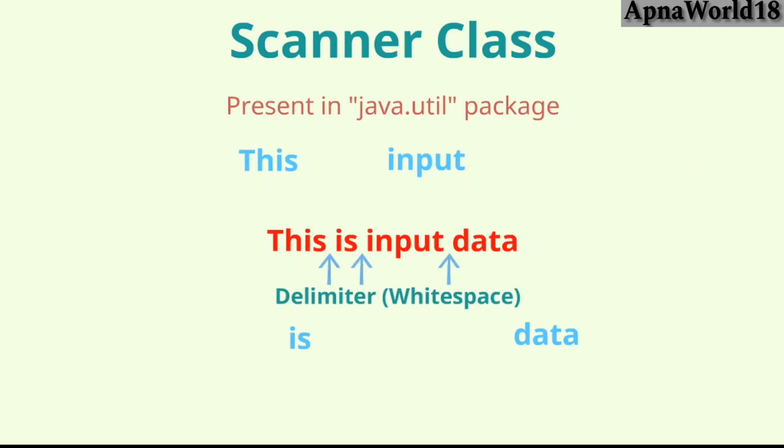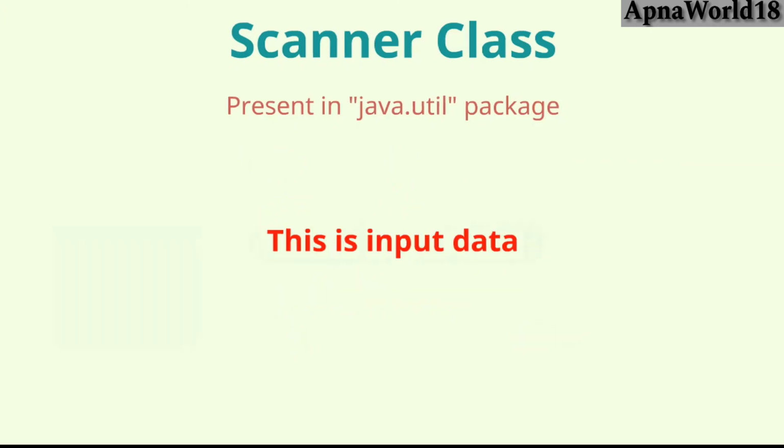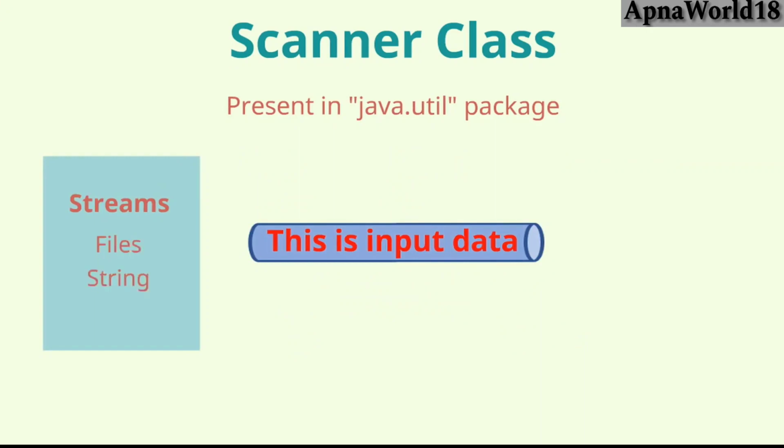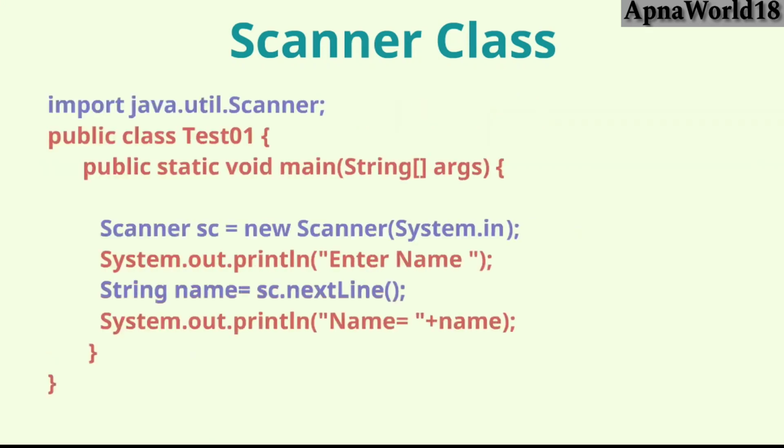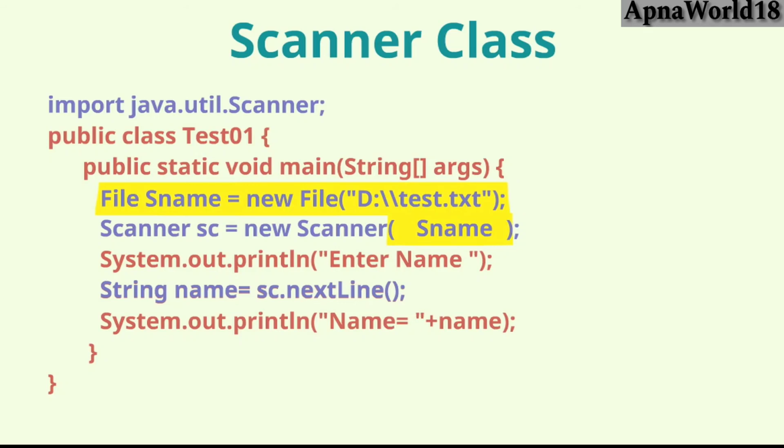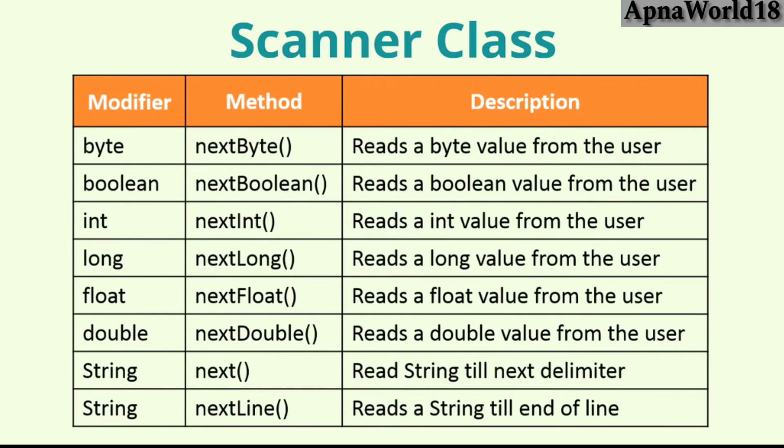using a delimiter, which is white space by default. It can be combined with streams, files, or strings as a source to read primitive types such as int, double, and strings. To use the Scanner class, we first import the java.util package and then create an object of the class. We usually pass the predefined object System.in, which represents the standard input stream. We may pass an object of class File if we want to read input from a file. Now we use any of the available methods found in the Scanner class documentation.